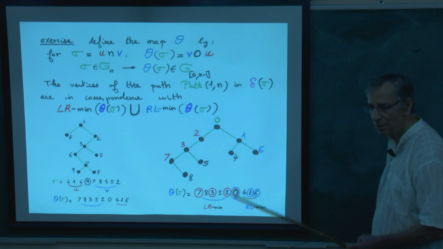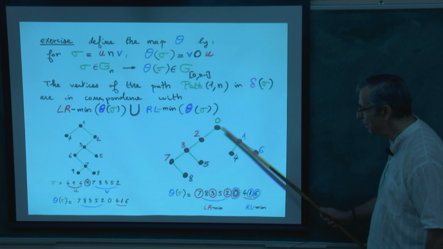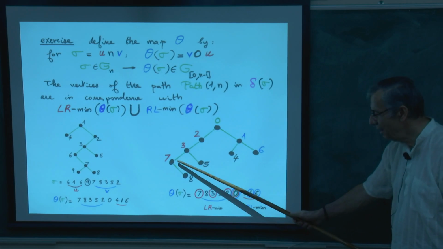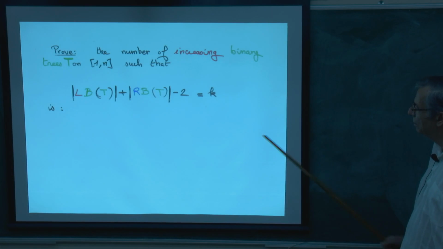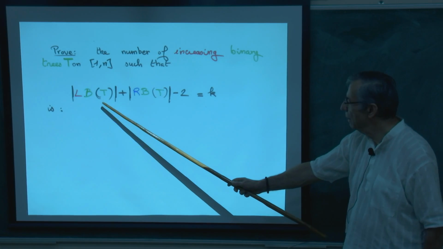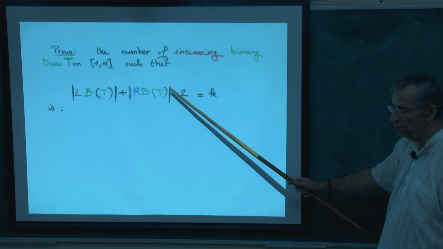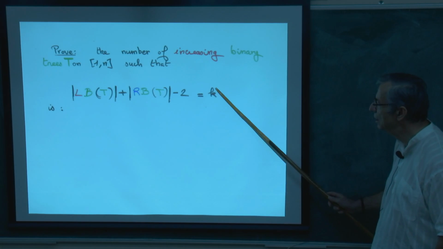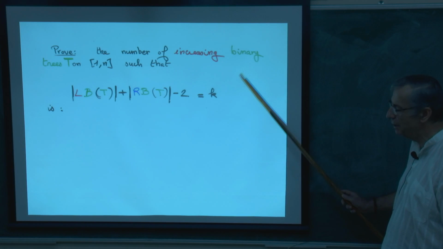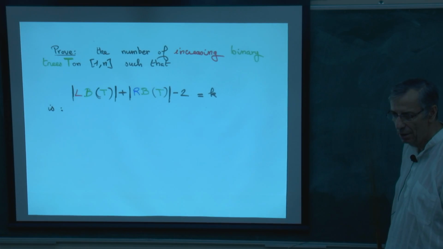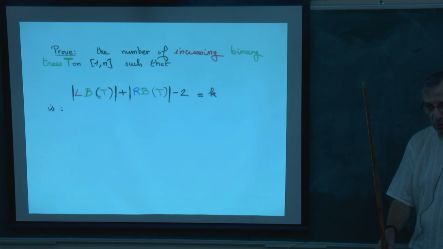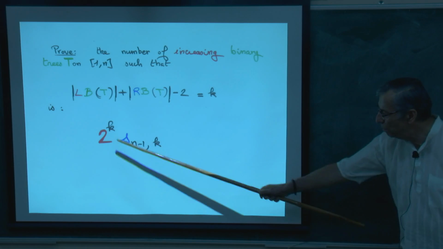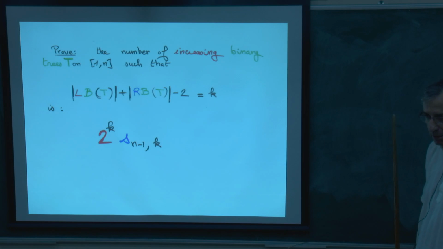So combining these two, my parameter becomes the length of the left branch minus 1 plus the length of the right branch minus 1. So now you have to show that this parameter, the sum of left plus right minus 2, the number of such increasing binary trees such that the parameter equals k, which gives you the number of increasing binary trees such that the height of n is equal to k, is exactly 2 to the power k times the Stirling number of n minus 1 and k.